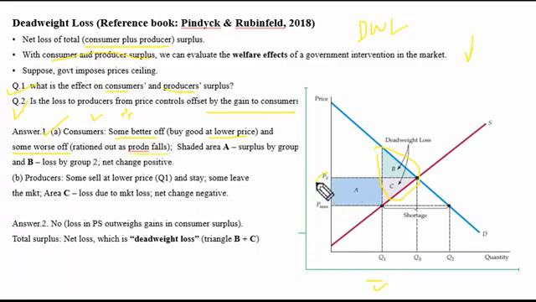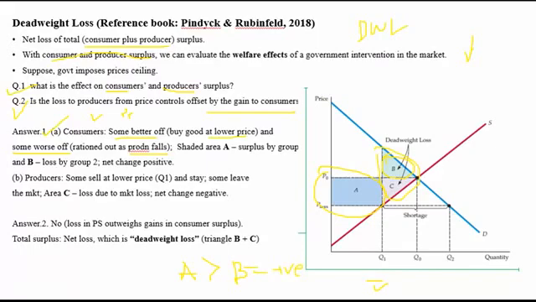So this is measured in this area A. This is the consumer surplus gained by group 1, and this B is the consumer surplus lost by group 2. So this is the gain by the first group, and this is the loss by the second group. So we need that this A is greater than B, so the overall effect is positive, right?